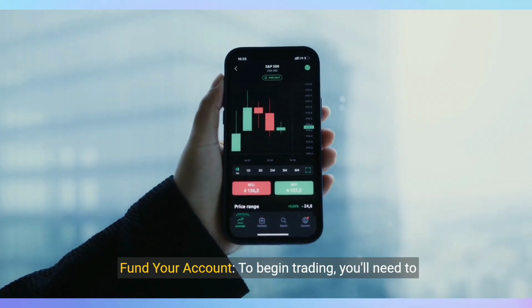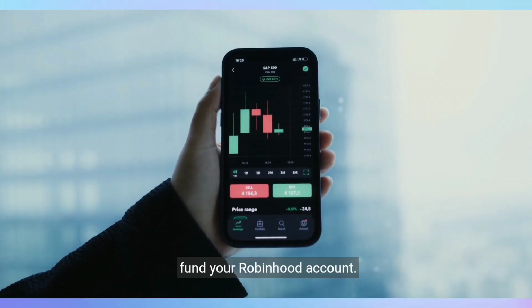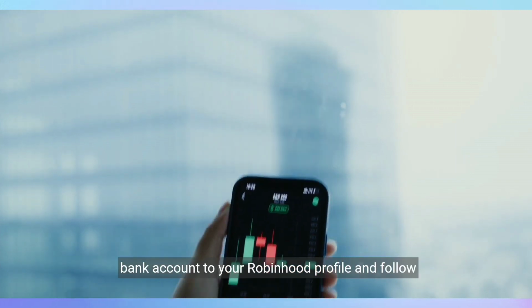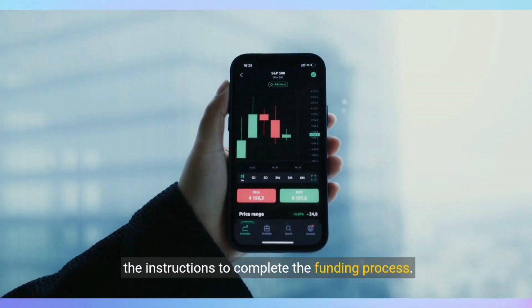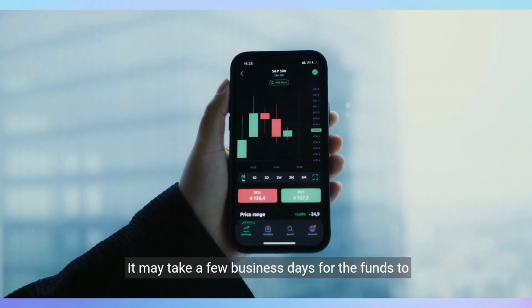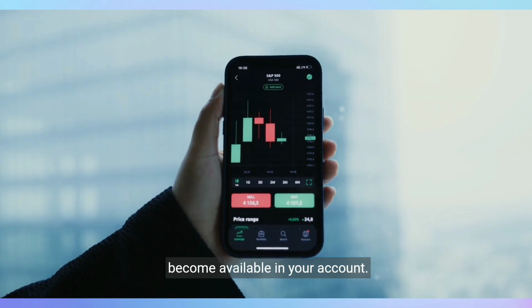2. Fund your account. To begin trading, you'll need to fund your Robinhood account. Link a U.S. bank account to your Robinhood profile and follow the instructions to complete the funding process. It may take a few business days for the funds to become available in your account.